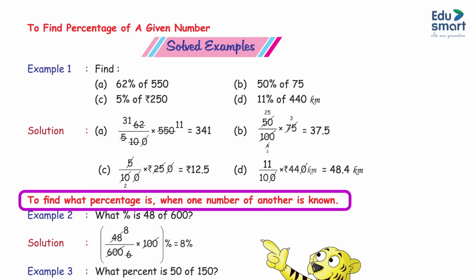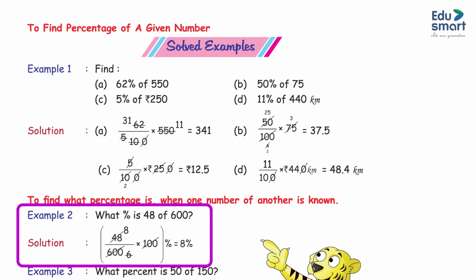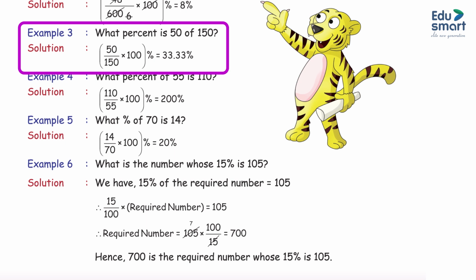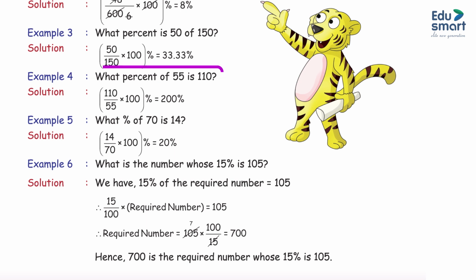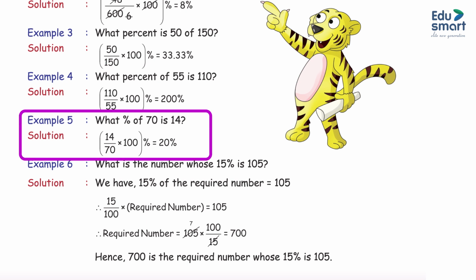To find what percentage one number is of another. Example 2. What percent is 48 of 600? Solution. 48 of 600 is equal to 8%. Example 3. What percent of 150 is 50? Solution. 50 upon 150 into 100 is equal to 33.33%. Example 4. What percent of 55 is 110? Solution. 110 upon 55 into 100% is equal to 200%. Example 5. What percent of 70 is 14? Solution. 14 upon 70 into 100%, 20%.